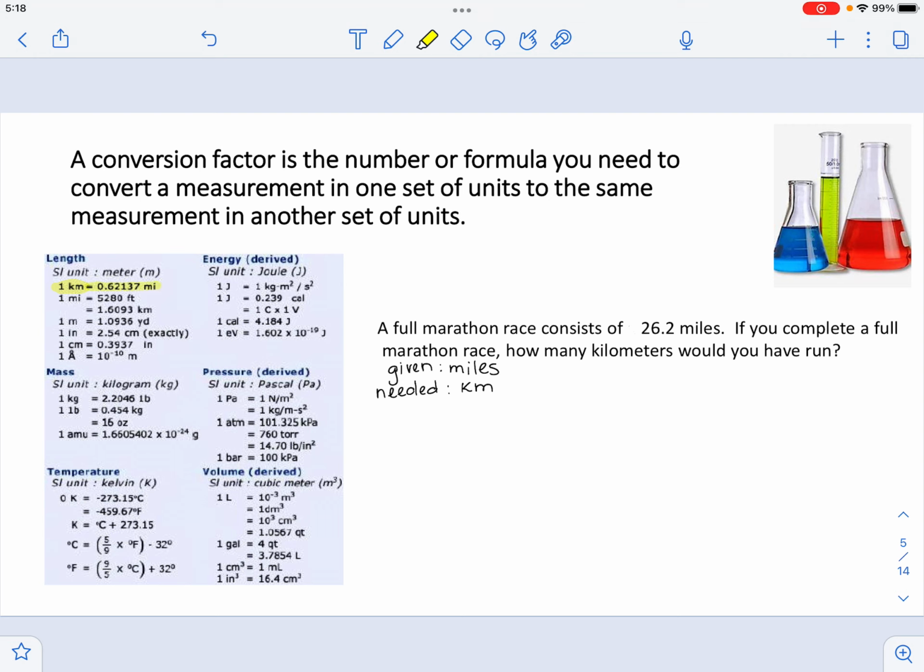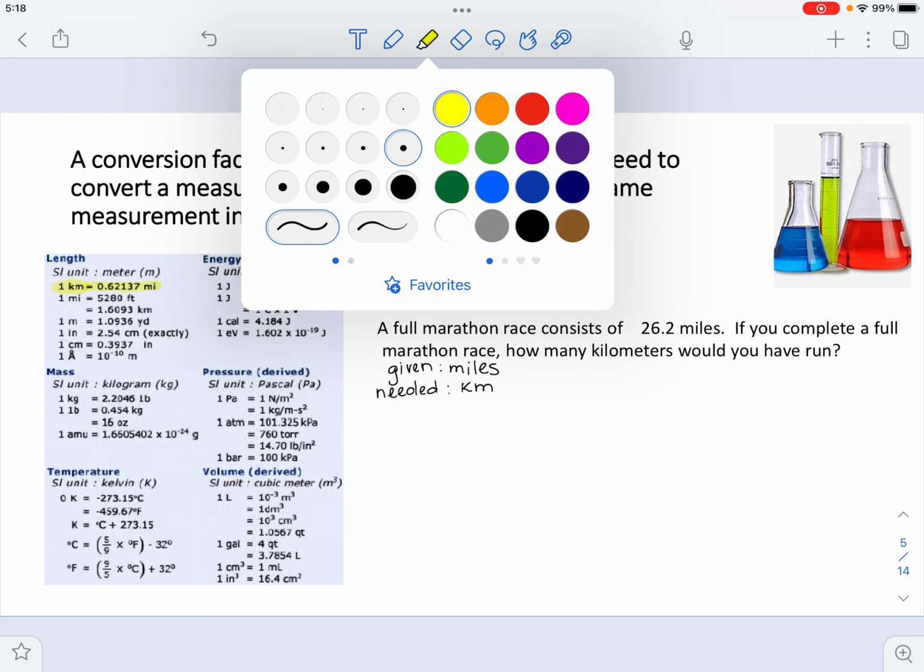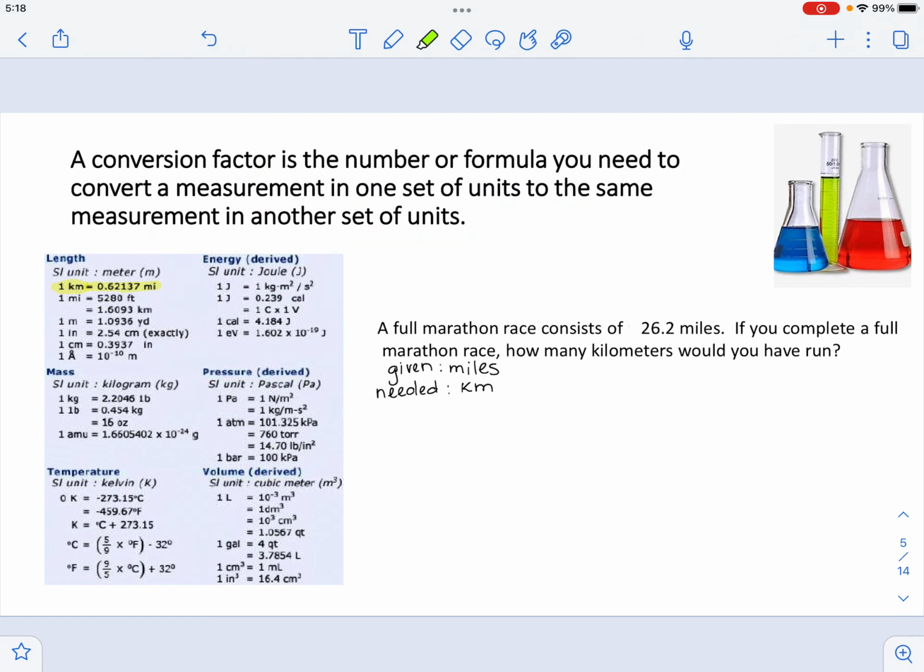When we look at our conversions, we can see that there's a relationship between kilometers and miles, where 1 kilometer equals 0.62137 miles. There's also another conversion which gives you 1 mile equals 1.6093 kilometers. You can use either of the two in order to accomplish this problem.